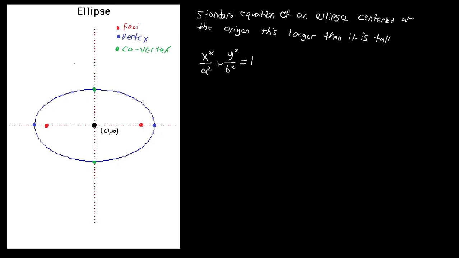So I want to start off with x and y. x and y are just the x and y coordinates of any point that defines this ellipse. For example, if I were to put a point here, its coordinates would be x and y. These are just an algebraic expression of any point that lies on the ellipse. Okay, so that's those.